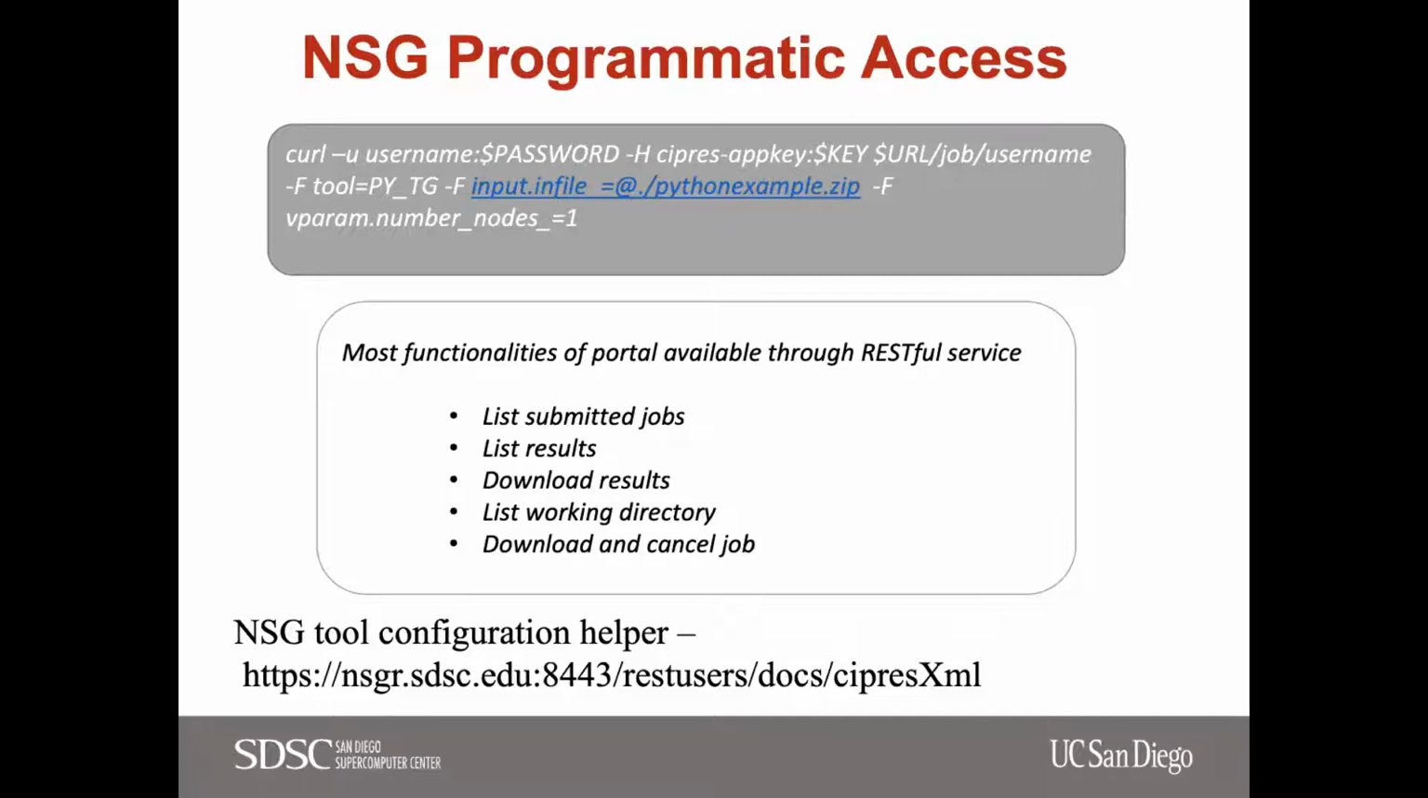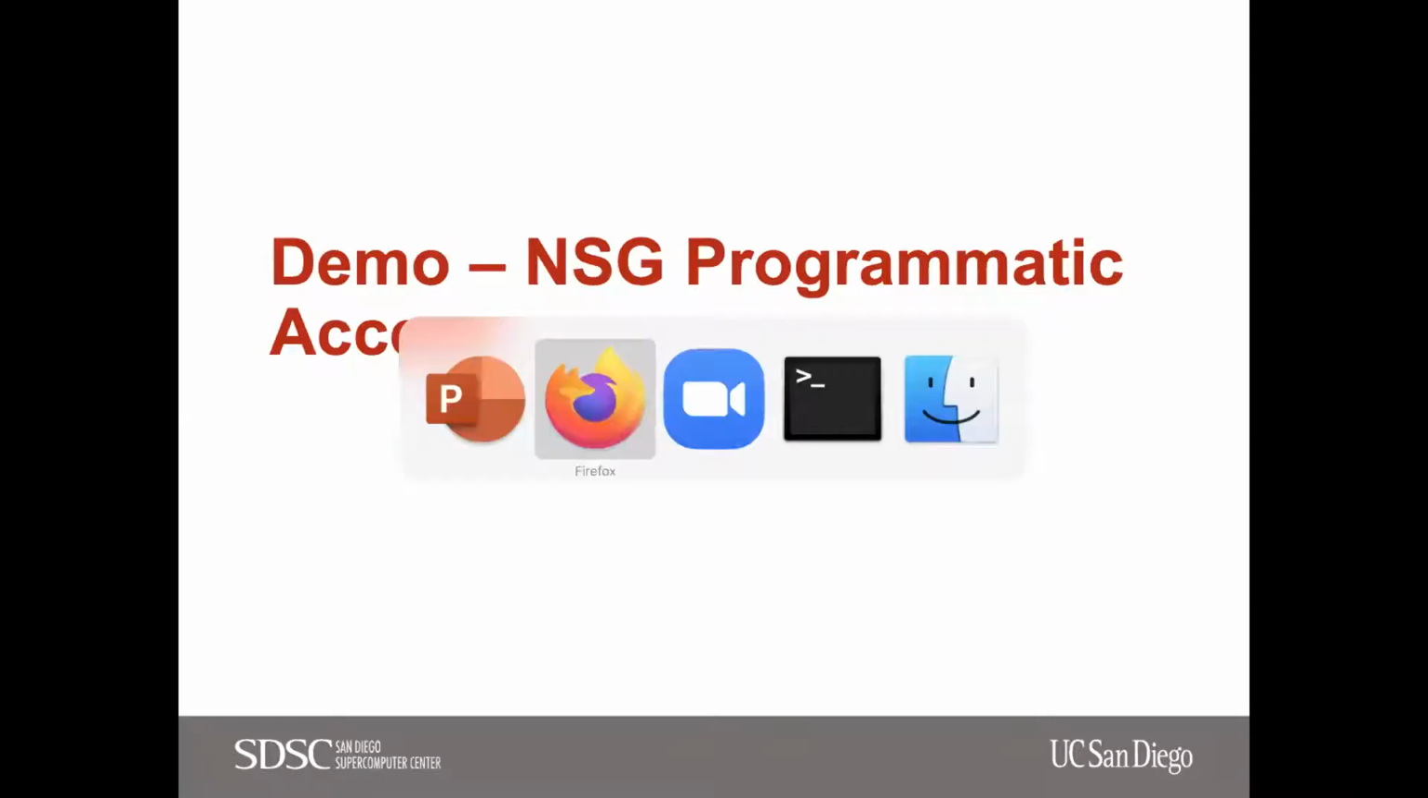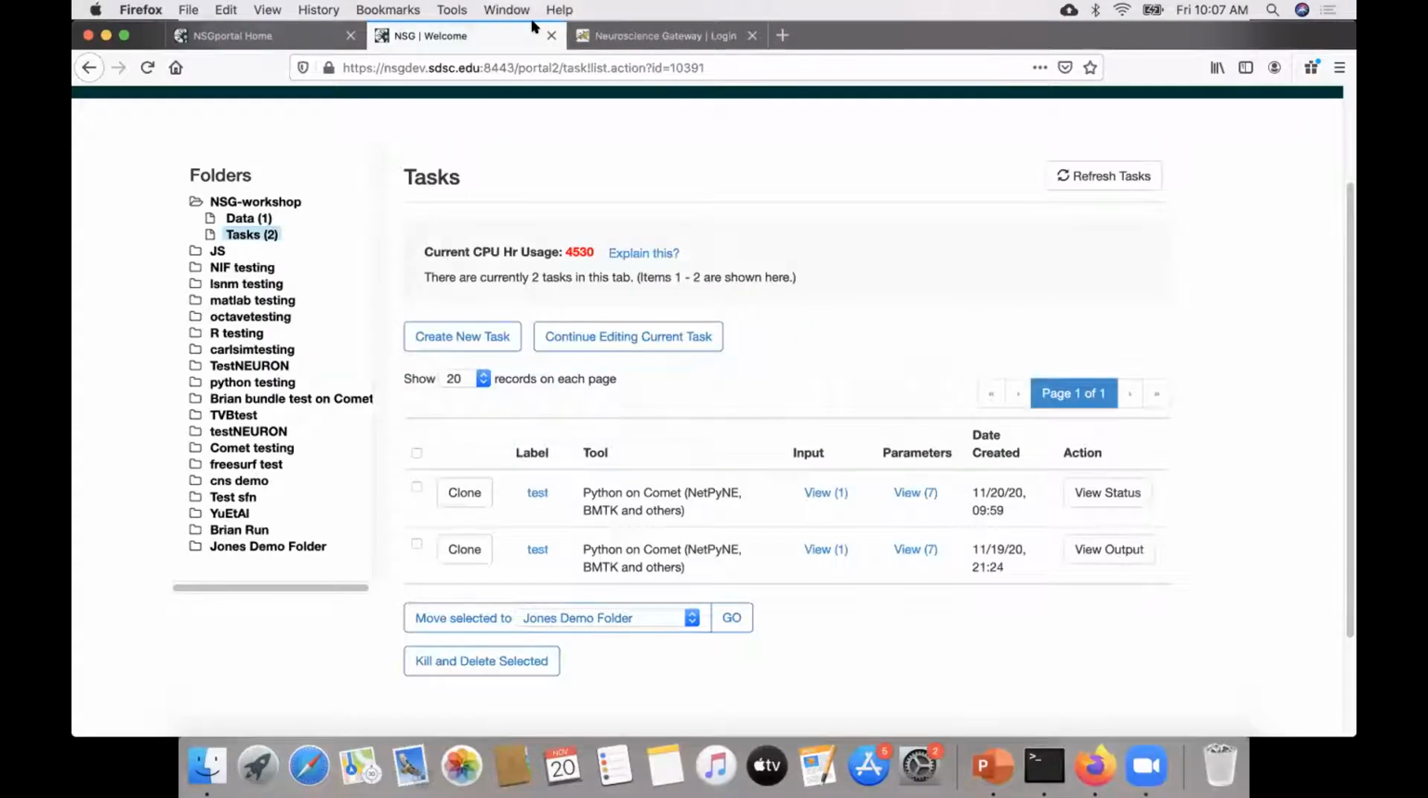If you're not familiar with how to construct these curl commands, we do have an NSG tool configuration helper where you can put in all the information that you want, like the number of nodes, the cores, the wall time, and we will construct the curl command for you, which you can copy, paste, and use. So I'll just show you a demo of that.